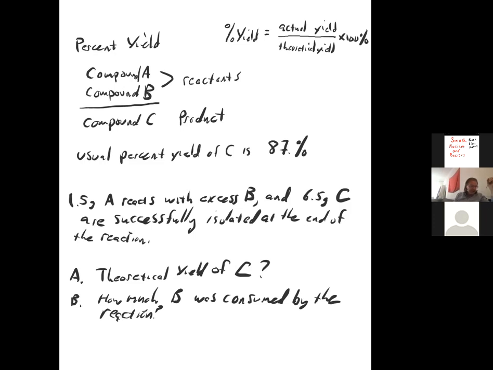So let's take a look at this. In a sense, they're giving us a lot. Really what they're saying is A is reacting with B to give us C, right? Here are your reactants, here's your product. The usual percent yield is 87%. So they're telling you this right here is 87%. Then they're saying, hey, 1.5 grams reacts with excess B and 6.5 grams of C, the product, are successfully isolated in the reaction.